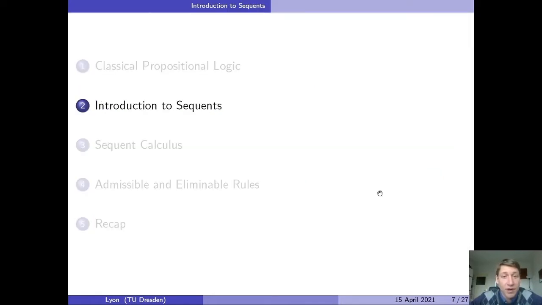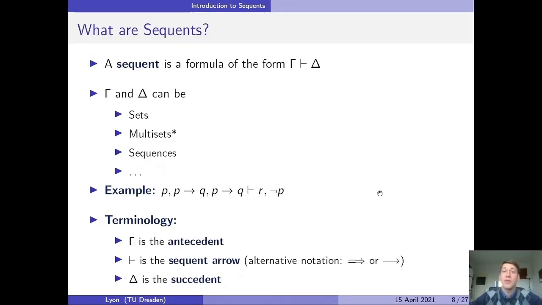Okay, so let's move on now to sequents, and afterwards I'll explain how to build a calculus using them. So a sequent is a formula of the form gamma turnstile delta, and gamma and delta are some sort of data structure that holds formulas. Namely, in our case, it will be formulae from the language of propositional logic. So gamma and delta can either be sets of formulae where duplicates of formulae do not matter and the order of formulae does not matter.